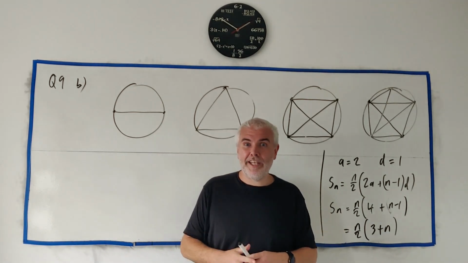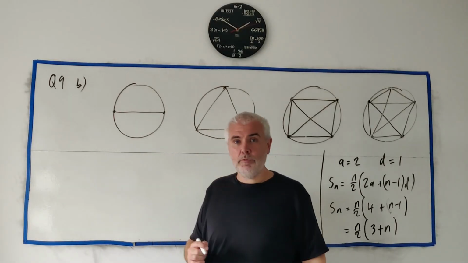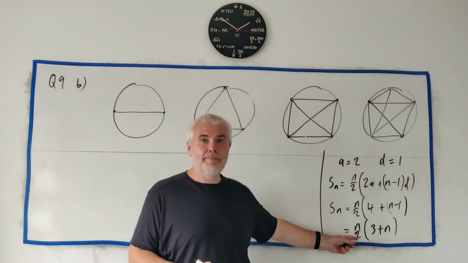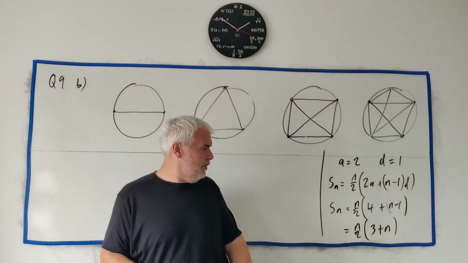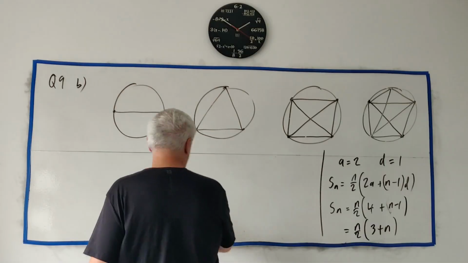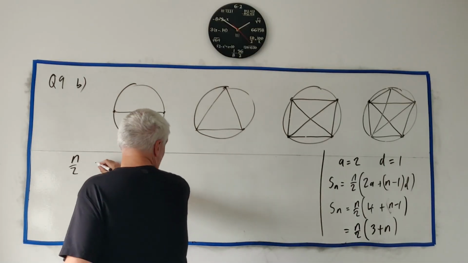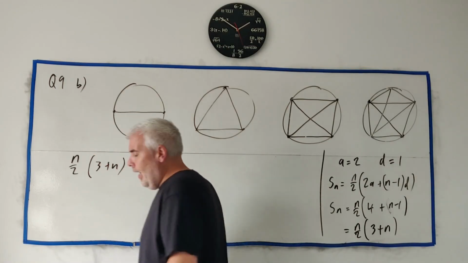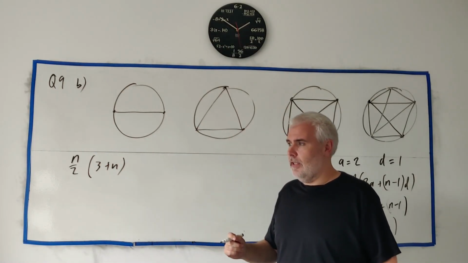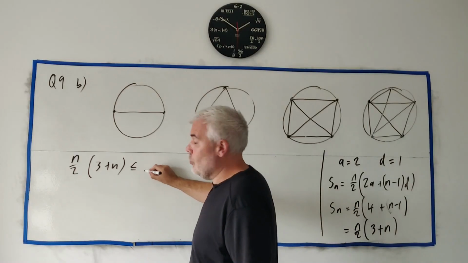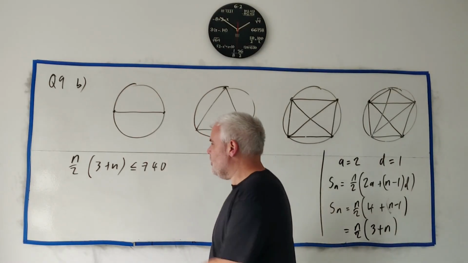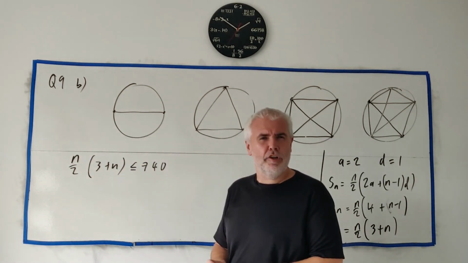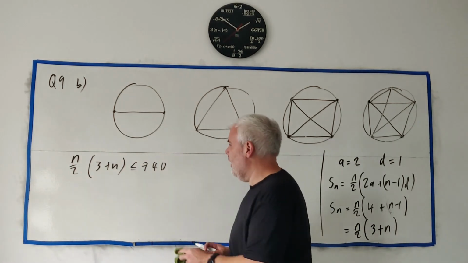I'm going to show you the more maths way to do it. The maths way to do it is this number has to be bigger than or equal to how many dots? So n over 2 multiplied by 3 plus n. This has to be less than or equal to 740. It's okay if you put in equals here. I think most students would have put in equals here, and it turns out an equal is fine.